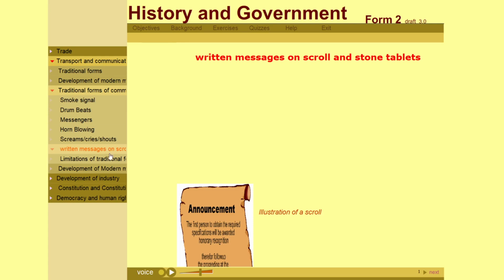Scrolls. These were sheets of paper which were rolled up around a wooden bar or ivory. They were made from materials such as dried papyrus reeds. Scrolls were used by Romans, Asians, Jews, Hebrews, and the Chinese.